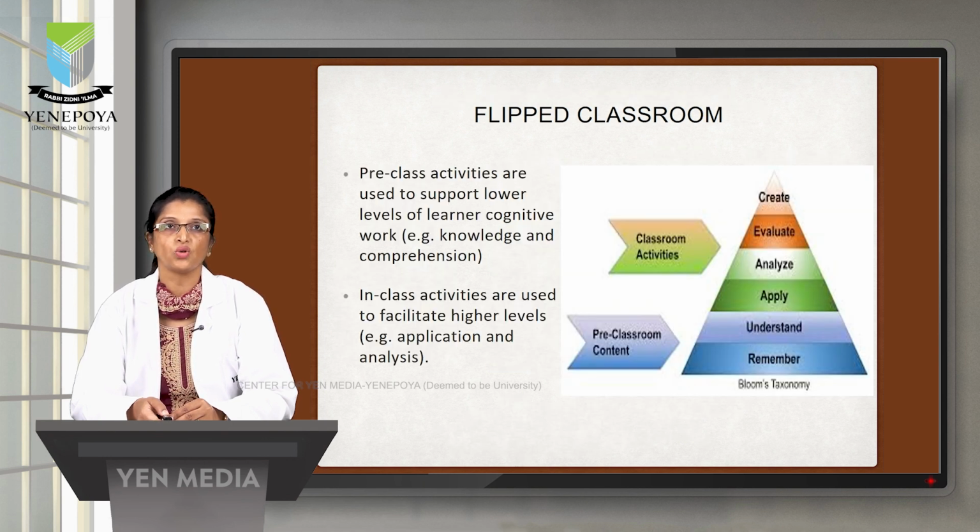In the flipped classroom, the pre-class activities mainly focus on the lower levels of the cognitive domain of Bloom's taxonomy. The pre-class content shared with them will focus on knowledge and comprehension. When they come to the class, the classroom activities are used to facilitate higher levels, which include application and analysis. In the class, they will try to apply the basic concepts they have understood to solve problems and find the answers to these problems.